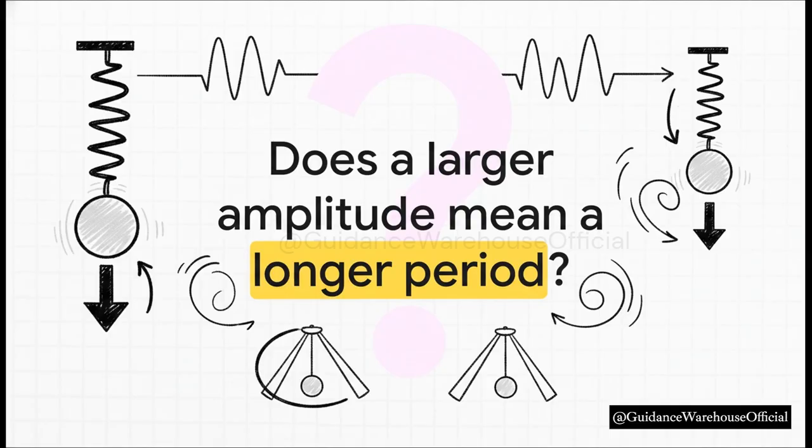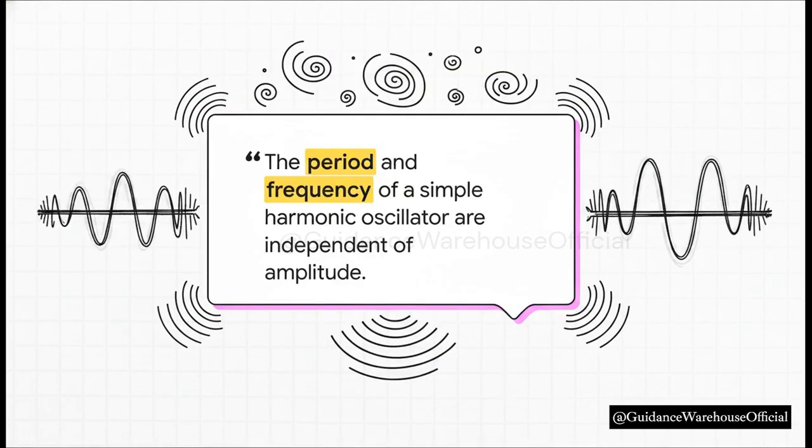Okay, let's pause for a quick question to test your intuition here. Imagine you have a spring and you pull it down twice as far, giving it a much larger amplitude. Does it take longer to complete a full bounce? The answer is actually no, and this brilliantly illustrates one of the absolute coolest things about simple harmonic motion. The period and frequency are entirely independent of the amplitude.